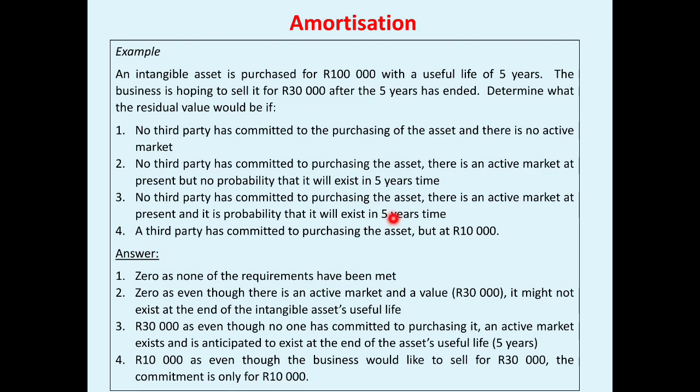So for example, no third party has committed to purchasing, but there is no active market. So this is none because none of the requirements are met. The second one too is none because there is nothing. The third one over here, there's no third party, but it has an active market present and the probability it will exist in 5 years' time. So then you'll use that, right? As 30,000. For the fourth, a third party has committed to purchasing the asset for 10,000. So a party I told you wants to commit to buying the asset, so 10,000, right?